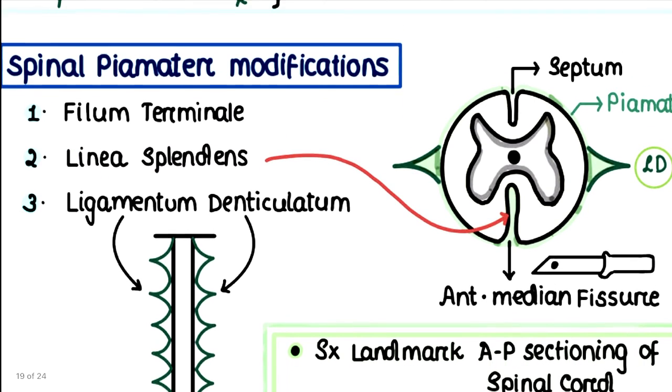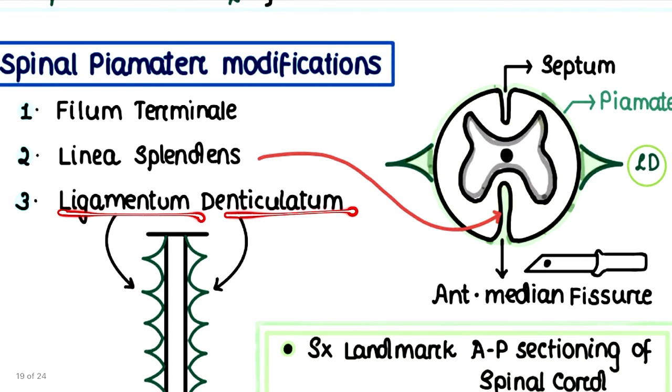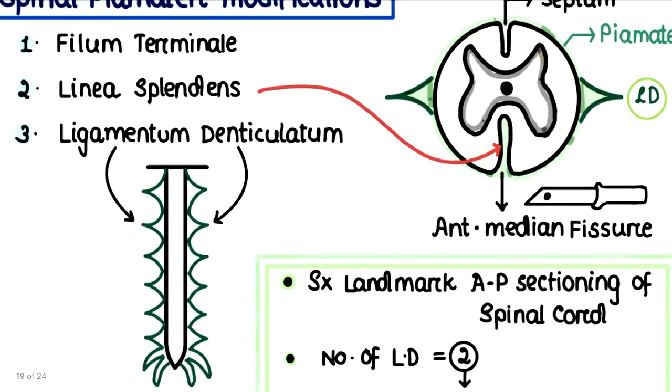Okay, now let's move toward another, that is ligamentum denticulatum. Now talking about ligamentum denticulatum, what we need to do is see the longitudinal section of this spinal cord. This is the longitudinal section of spinal cord, and this is our spinal cord. We'll see ligaments on either side. This is one ligament and this is another ligament. And these ligaments are having projections. Now total how many projections are there? 21 pairs of projections. On each side 21, so on both sides 21 pairs of projections.